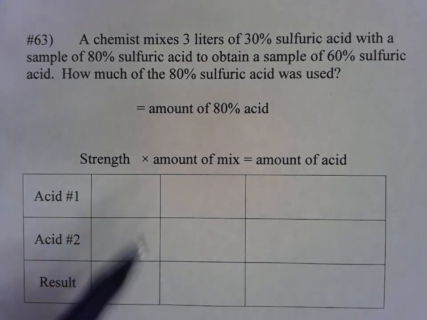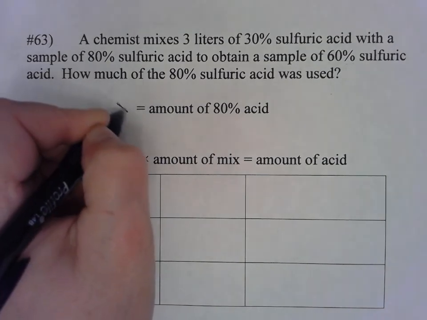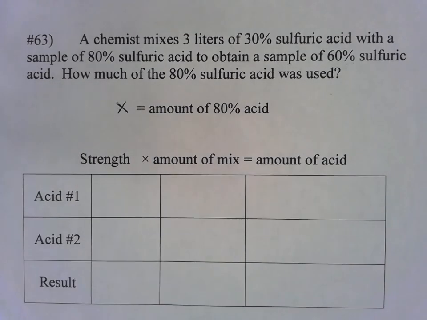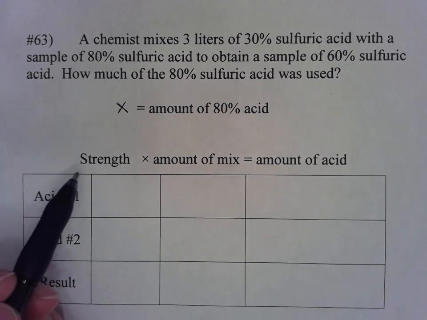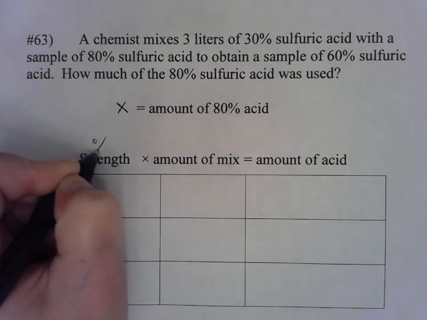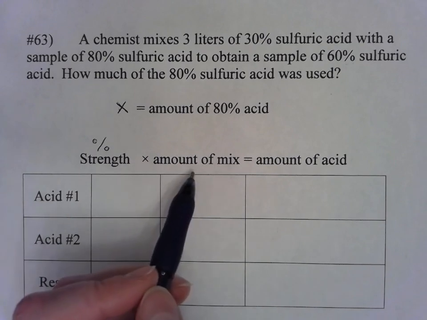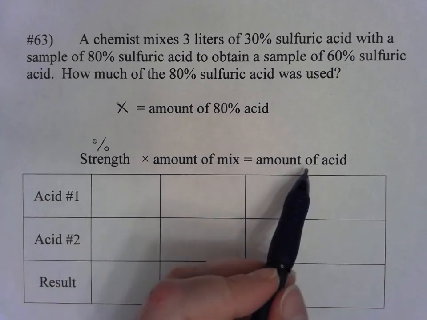Okay, this time we're only looking for one quantity or one amount. So we're going to use our variable. I'm going to go back to x for this one to represent that. The relationship that we're using is pretty important. So we're going to take the strength, multiply it by the amount of mixture, and that's going to give us the amount of pure acid.